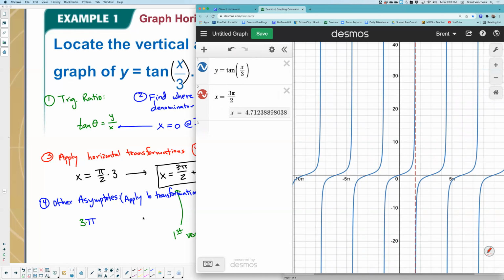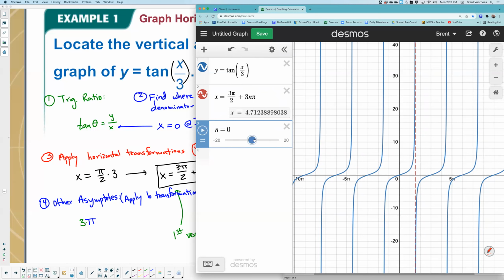Okay, so then we went to step 4, and to find the other asymptotes, you start with pi, and then you apply a transformation, which this one said divide, it's a liar, so we multiply. That means to find all others, 3n pi will give you all others, where n is an integer. What does n as an integer mean? A whole number that's not a decimal. It can be positive or negative.